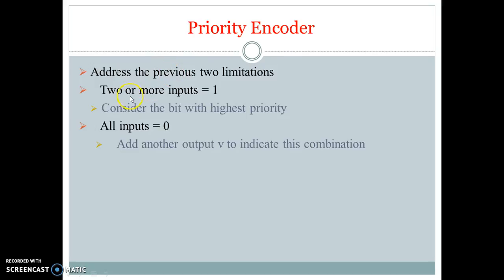A priority encoder means that if two or more inputs are equal to 1, the higher priority one is encoded. If all the inputs are equal to 0, it indicates that combination.